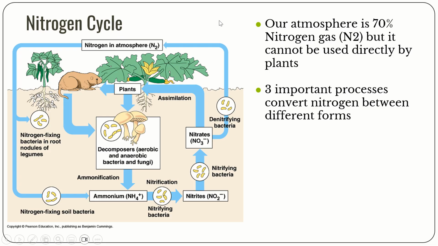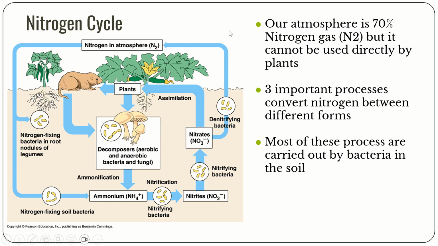So we have three important processes that will convert nitrogen between different forms, from the atmospheric nitrogen to one form that can be used by living organisms, to other forms that can be used by living organisms, and then back to the atmospheric form. And most of these processes are carried out by bacteria in the soil. So bacteria are extremely important in the nitrogen cycle.